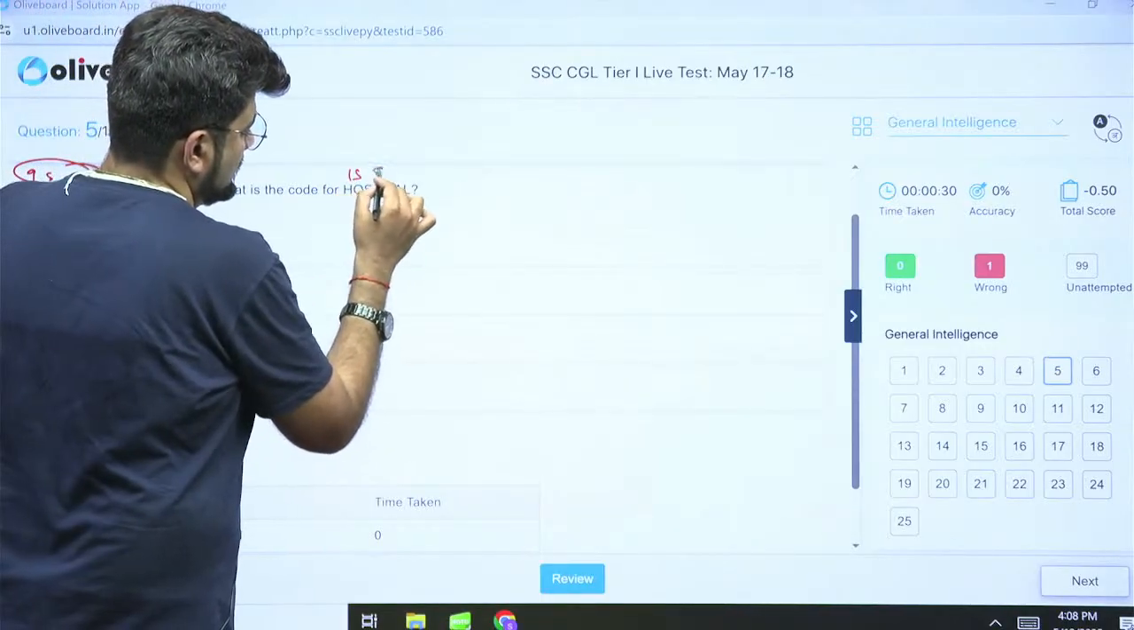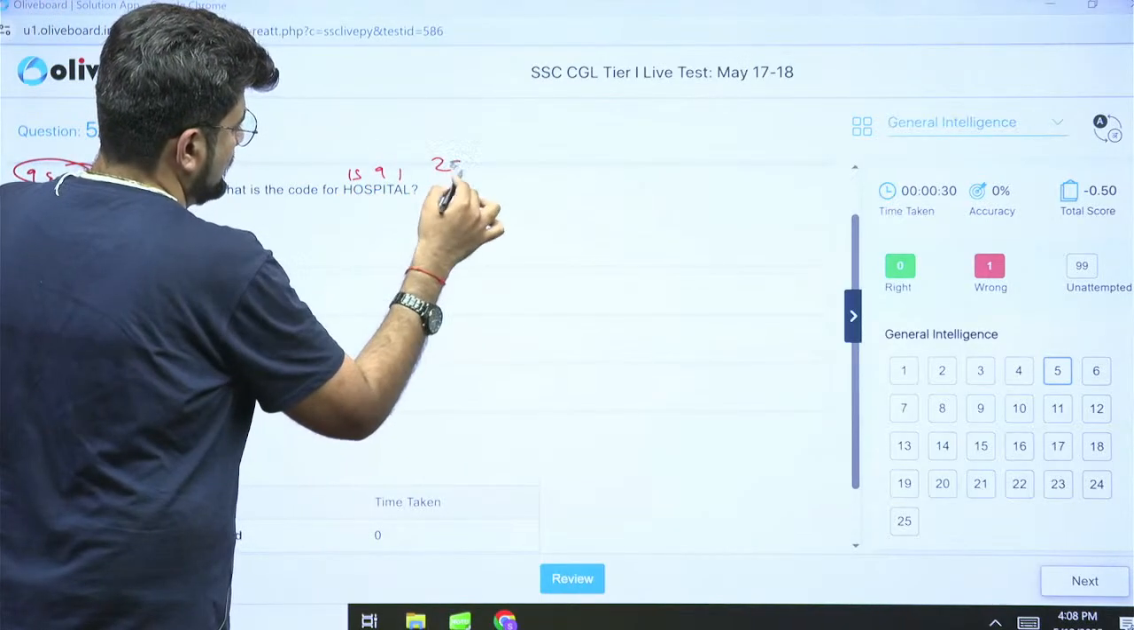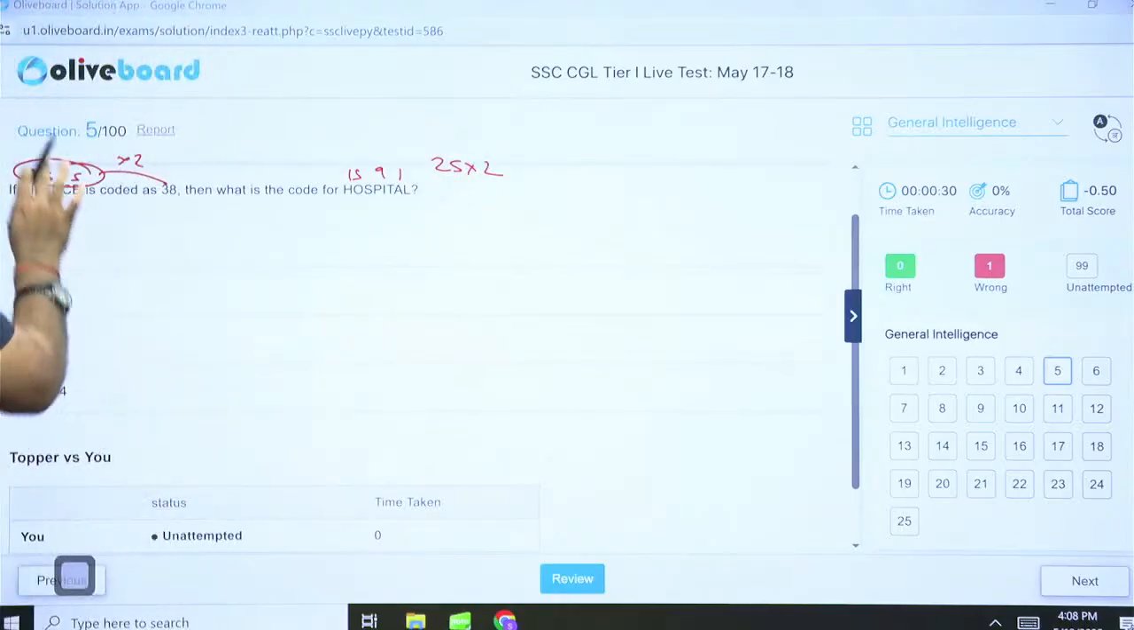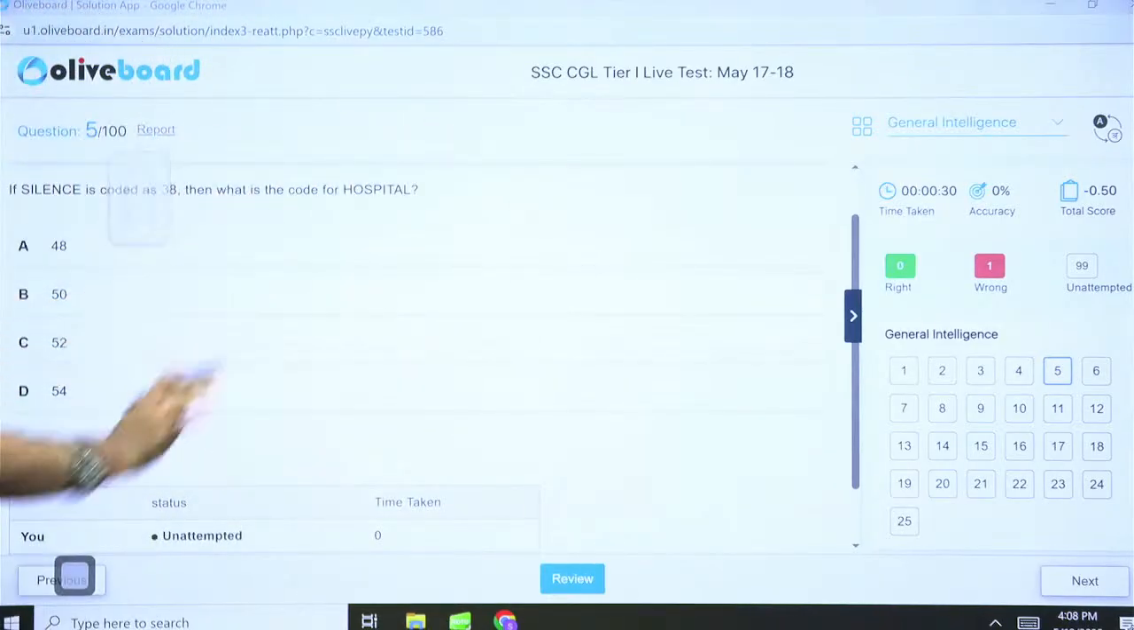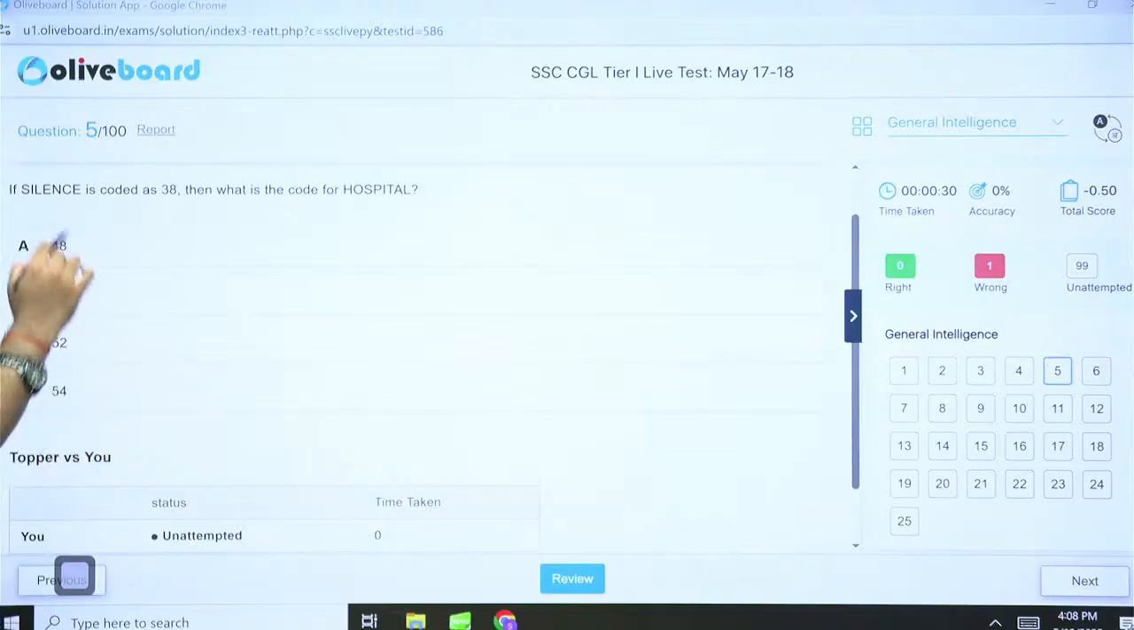This is 15, this is 9, this is 1. 9, 1, 10, 25. 25 into 2 is 50. Yes, that's it. The logic here is that we are just adding the code of the vowels. We are adding the place values of vowels only.